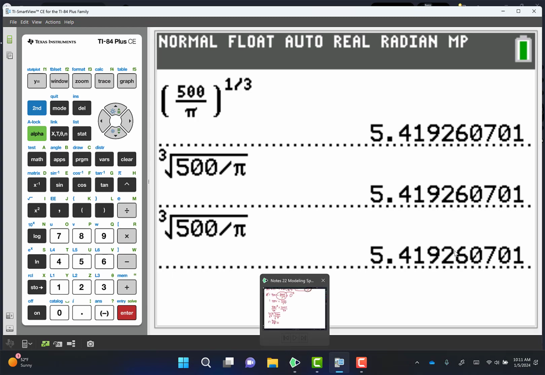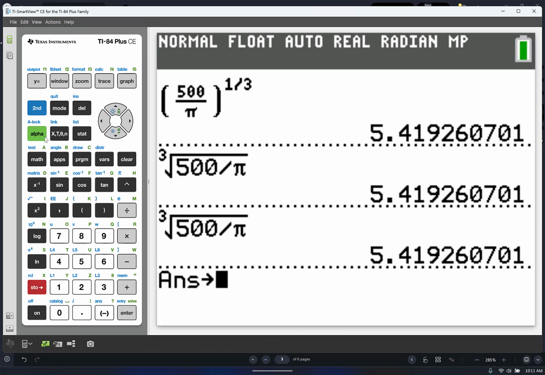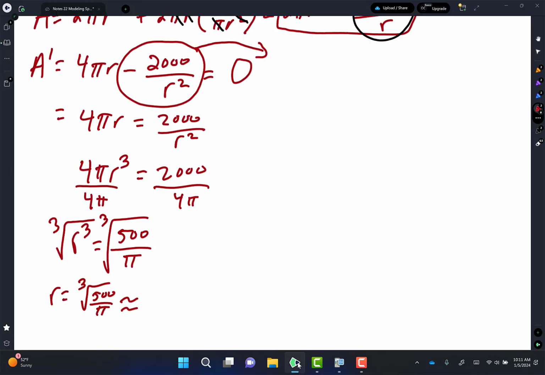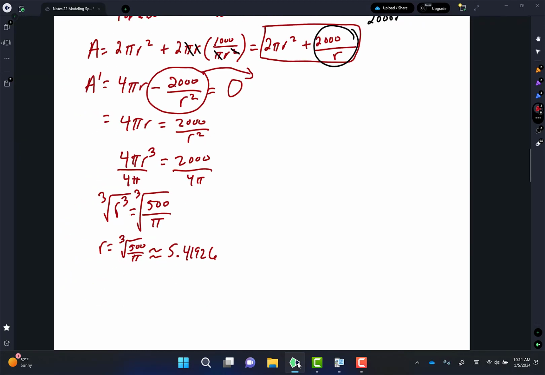All right. I'm going to store this to A. I like to go down the alphabet. Alpha A. 5.4192, that's truncated, 5.41926. I'm going to do it all the way there. 5.41926.